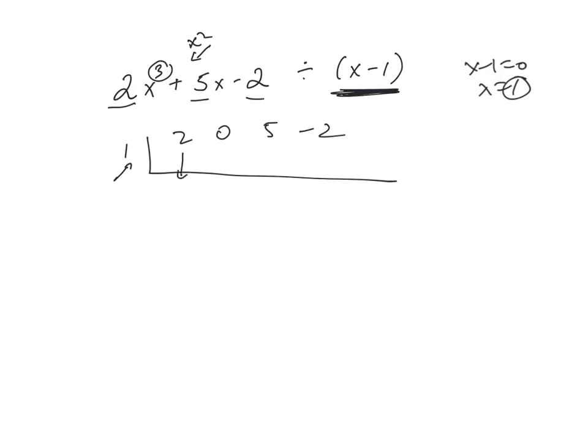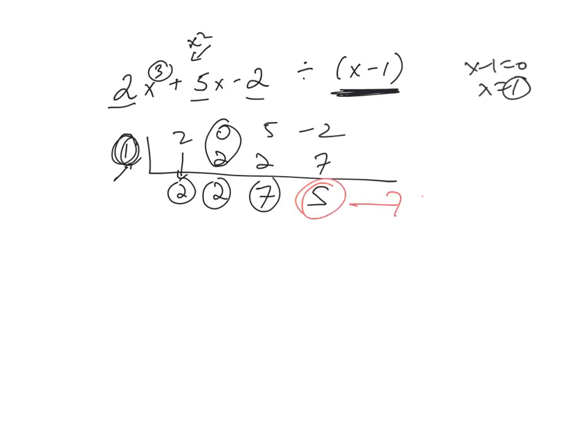We bring this down, 2. We multiply 2 times 1, which is 2. Then we take these two, add them, and again repeat. 2 times 1 is 2. 5 plus 2 is 7. Again, 7 times 1 is 7. And then you add 5. This last part here in red is the remainder.